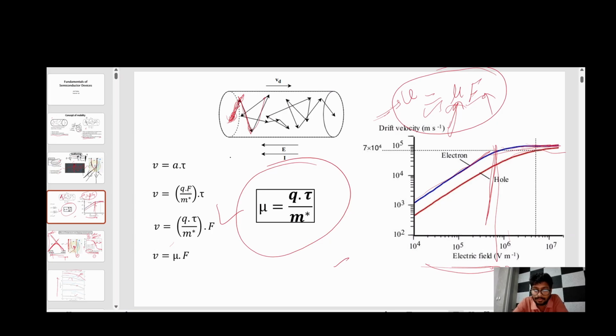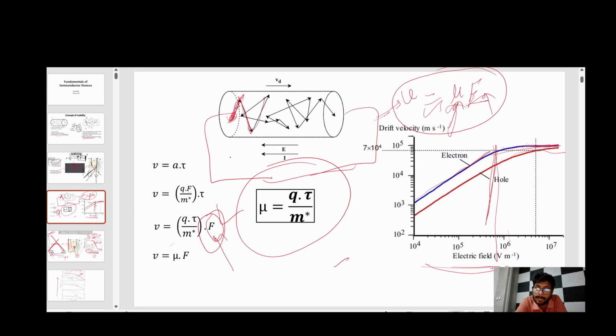Sir, that F is the force, no? This is E. This is not force. This is the applied electric field, applied across the semiconductor. And V is the velocity, the drift velocity that an electron will move with after applying the electric field.